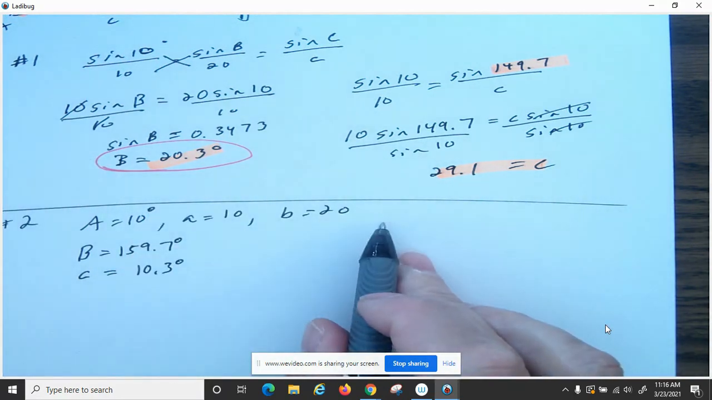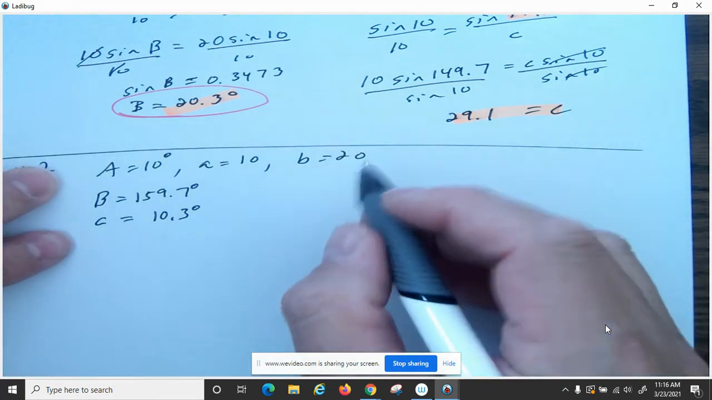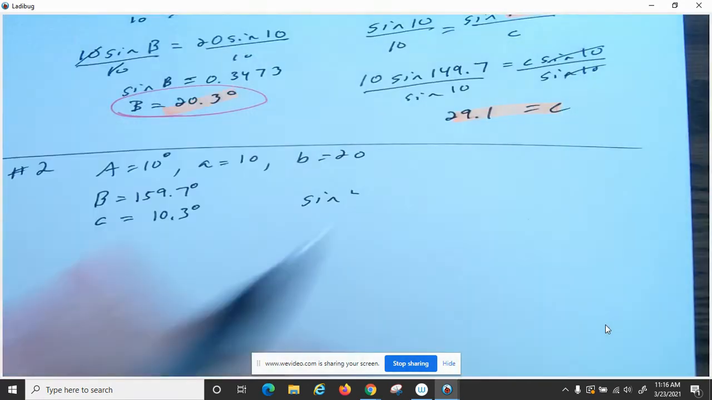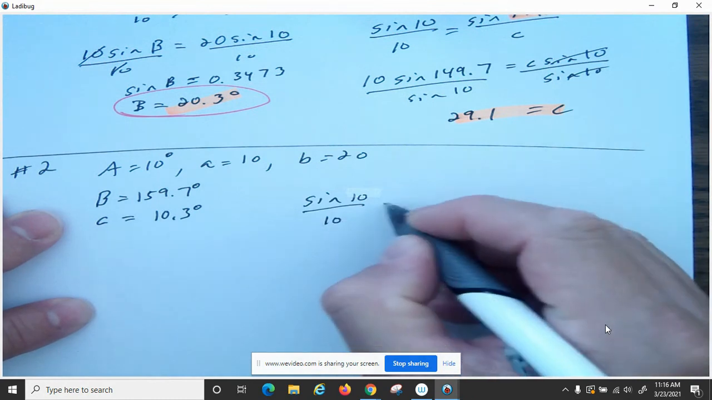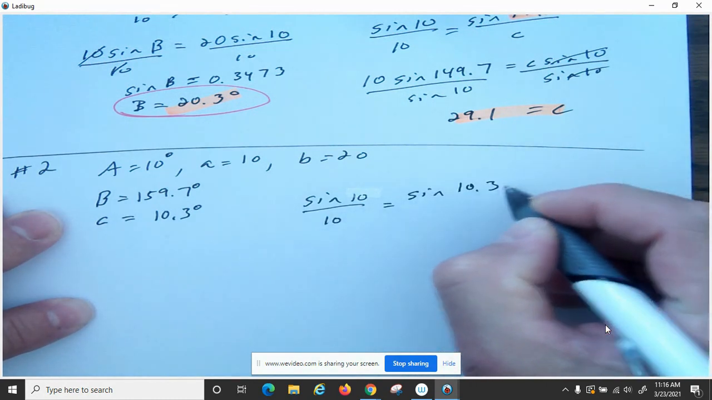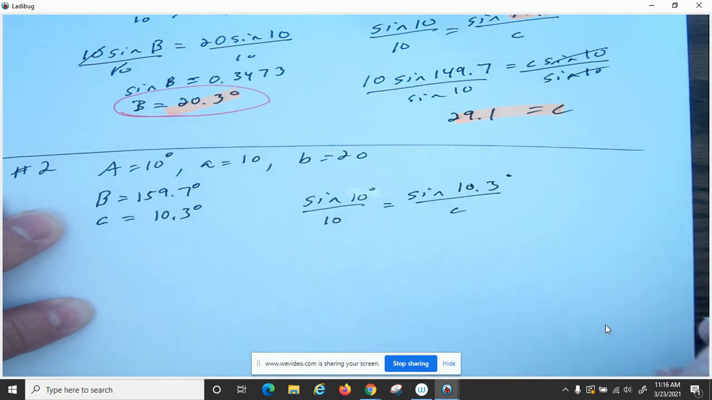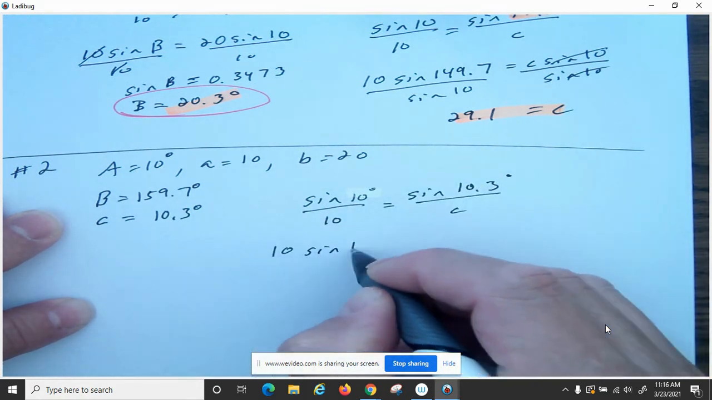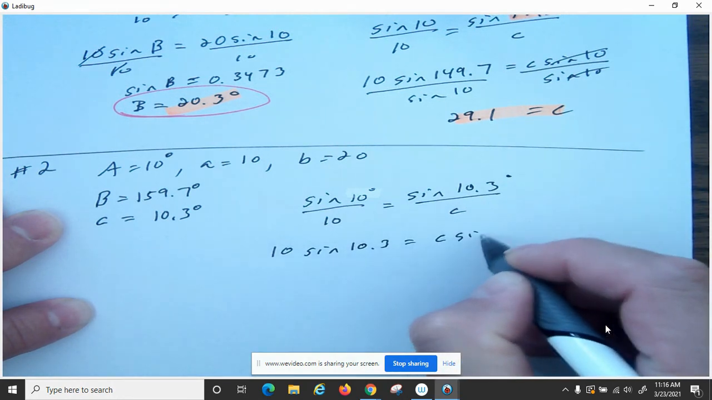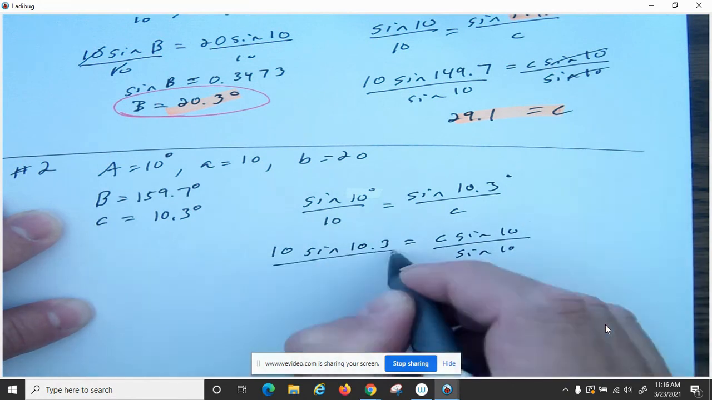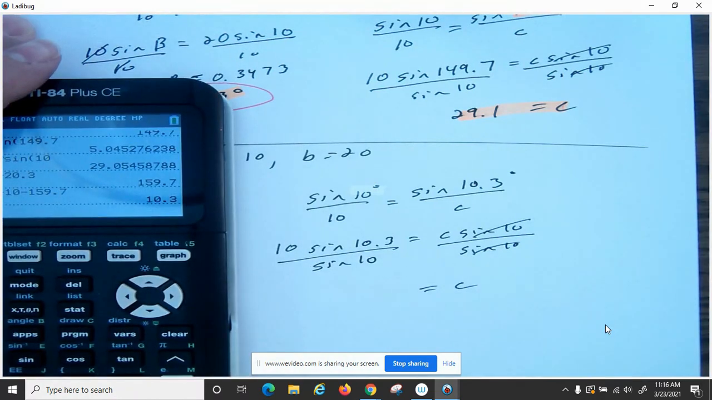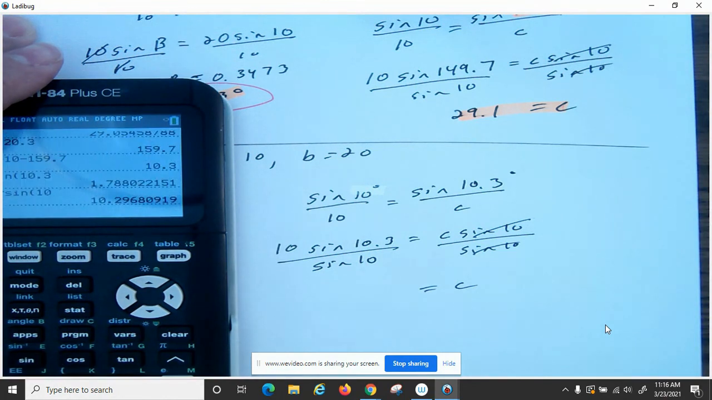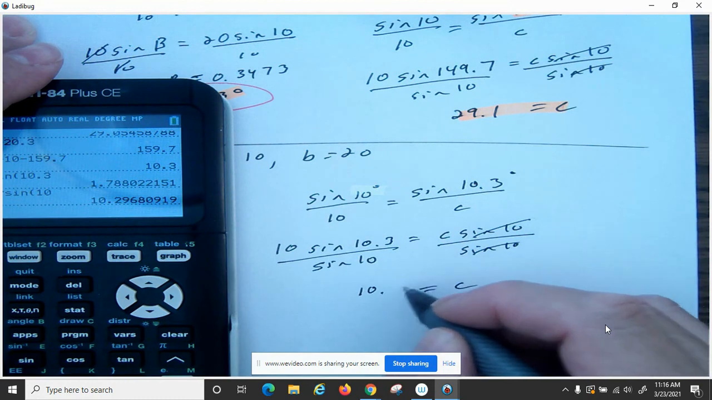All I need to do is find side C, and I'll use the sine of 10 degrees over 10 is equal to the sine of 10.3 degrees over C. And then we'll just cross multiply and solve for C. Okay, so side C is going to be equal to 10 times the sine of 10.3 divided by the sine of 10, and that's going to be equal to about 10.3 units.